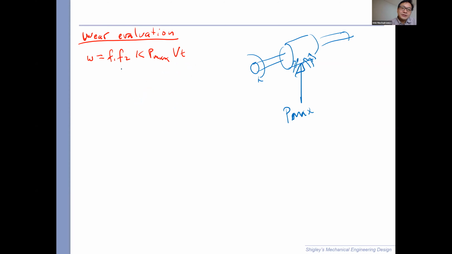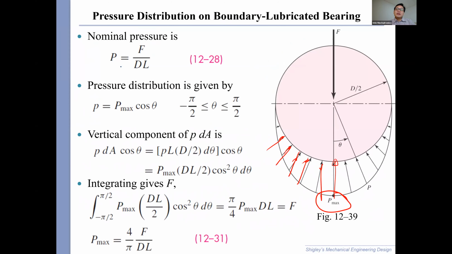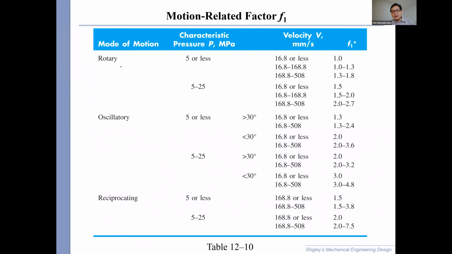So F1 and F2 are just modifying factors. You're going to start to see this in many of the formulas. Because again, machine design course here is a very practical course. You're going to see numbers whose origins come more from experience in the field. For example here, F1 and F2. F1 is the motion related factor. Depending on how much pressure and how much velocity, you're going to have some modifying factor.